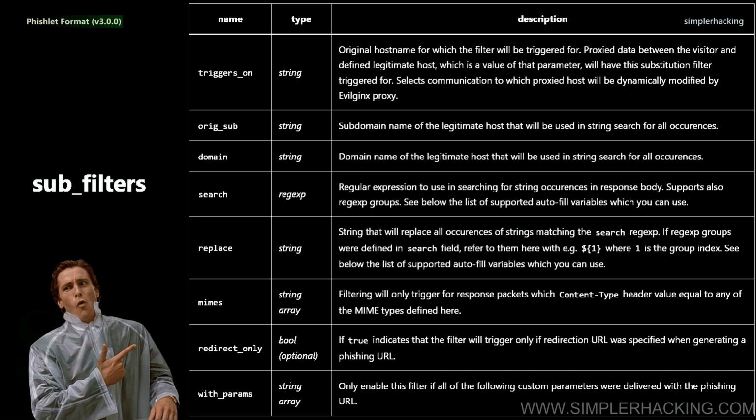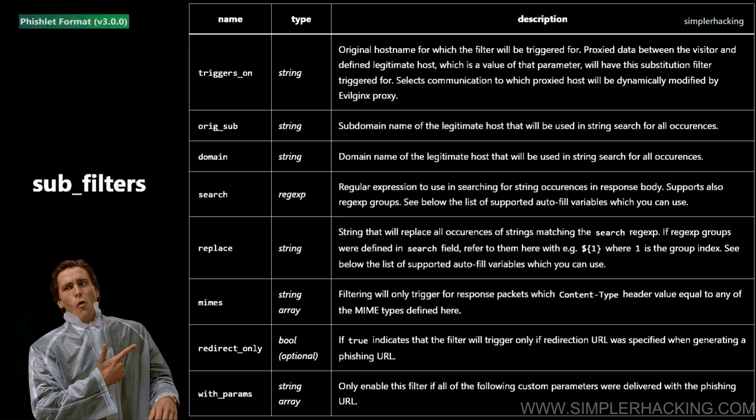Like redirect only, with params is an additional conditional filter, meaning that the subfilter will only apply if specific parameters are delivered with the phishing URL. For instance, if certain query parameters are needed to trigger the phishing page correctly, you can define them here to whatever you choose. This adds another layer of control to when the subfilter is applied, ensuring more precision in handling user interactions and the actual phishing flow. This was the purest breakdown of subfilters I could come up with.